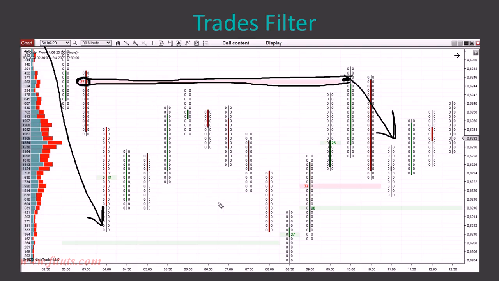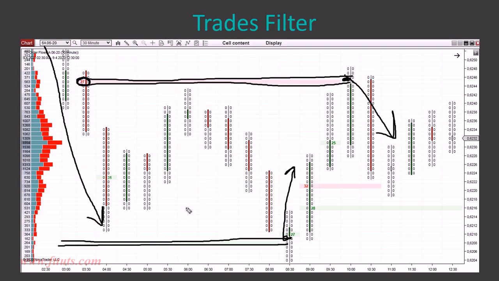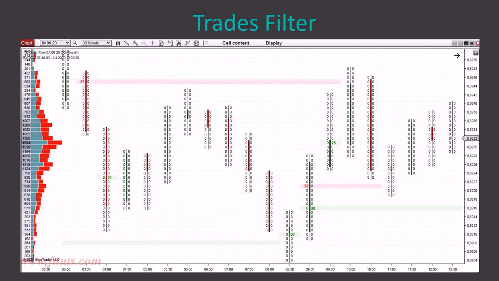Now there's also a reaction to some old support from here. This is the reaction. And also there is this support which got tested. Let me delete all that. So this is the support.